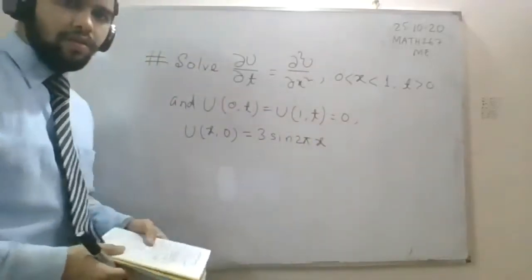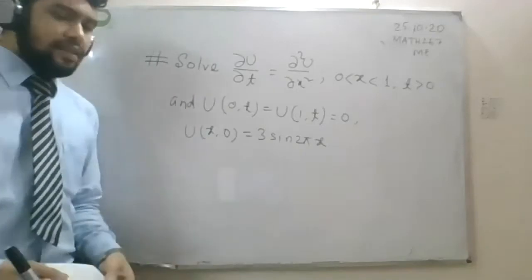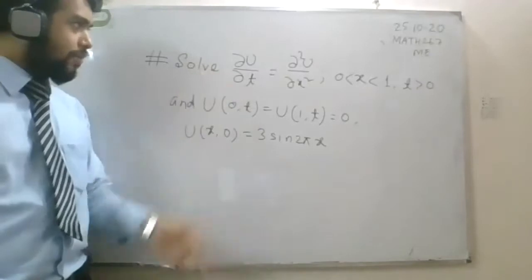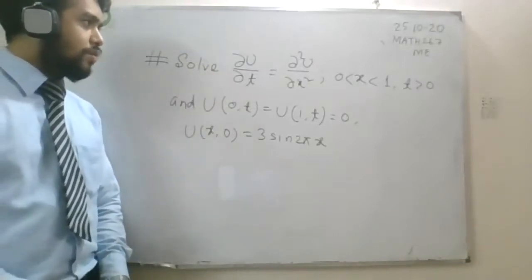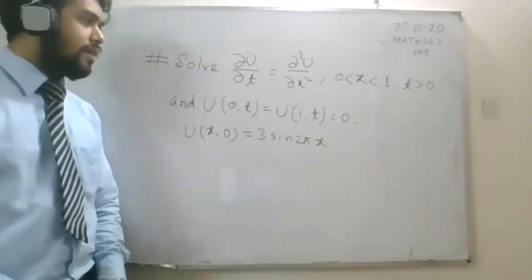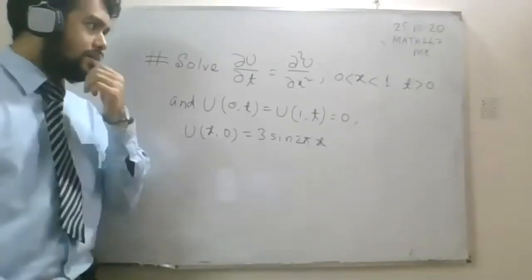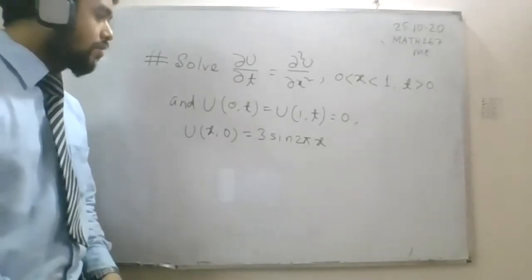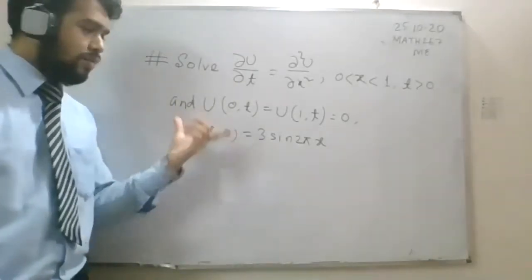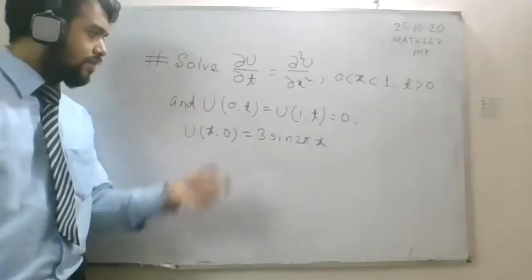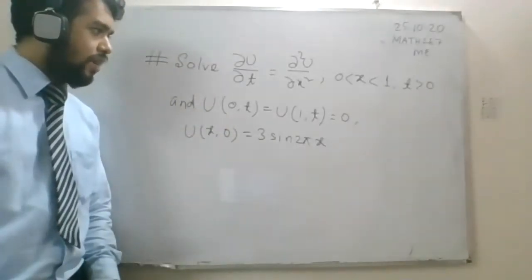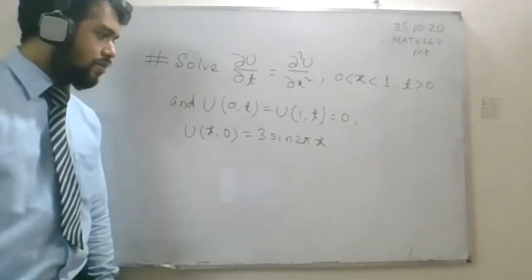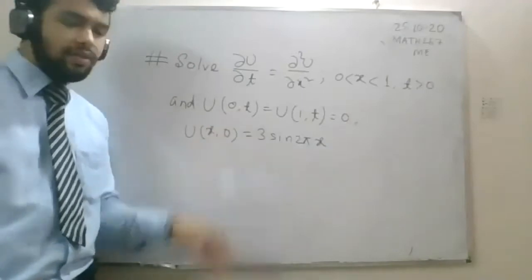Okay. So we have to solve this boundary value problem, which is del u by del t equals del square u by del x square, where 0 < x < 1 is the limit of x, and also t > 0. And here the boundary conditions are u(0, t) = u(1, t) = 0, and u(x, 0) = c times sin 2 pi x. This is our boundary condition.